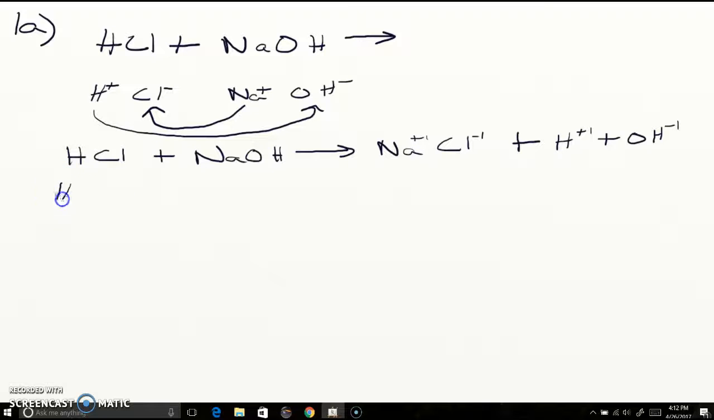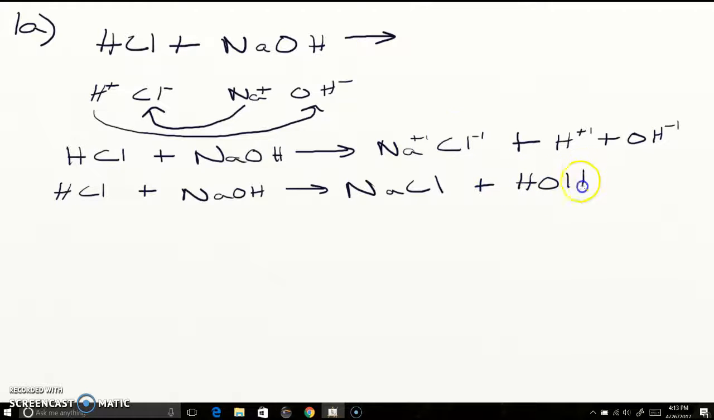it once again, HCl plus sodium hydroxide gives us a salt, sodium chloride, and water, HOH or H2O, however you want to write it.